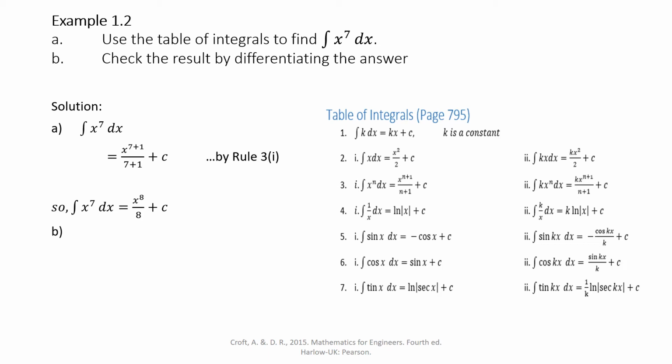Part B, where we have to take the differentiation of the final result. The final result is x to the 8 by 8 plus c. So according to the differentiation rule, 8 will be reduced by 1, so it will become 7, and 8 will be multiplied with x, so 8x to the 7, and divided by 8 was already there, and c is a constant, so the derivative of the constant is 0. The result is x to the 7.